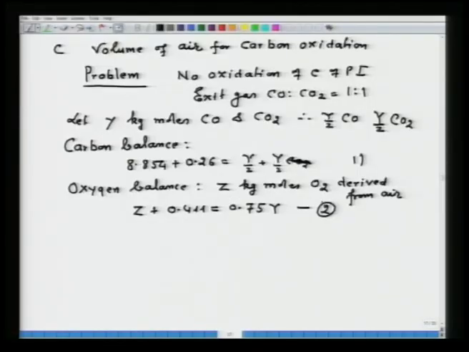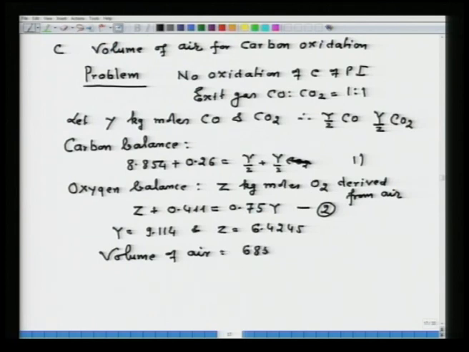Now, we can solve equations 1 and 2. By solving equations 1 and 2, I will get y equal to 9.114 and Z equal to 6.4245 kg moles. So, I can immediately find out the volume of air: 6.4245 divided by 0.21 multiplied by 22.4, which is equal to 685.3 meter cube. That is the answer for this particular problem.